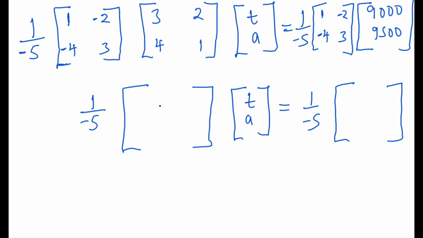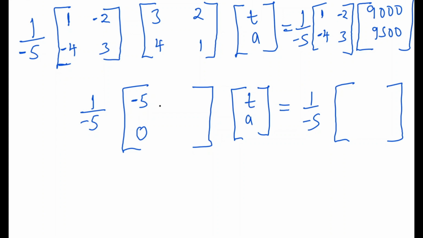1 times 3 plus negative 2 times 4. 1 times 3 is 3, and negative 2 times 4 is negative 8. 3 plus negative 8 is negative 5. Okay? Now, the second row from the first matrix, where we have negative 4 and 3, will be multiplied by the first column in the second matrix, where we have 3 and 4. So negative 4 times 3, which is negative 12, plus 3 times 4, which is 12. Negative 12 plus 12 is just 0.